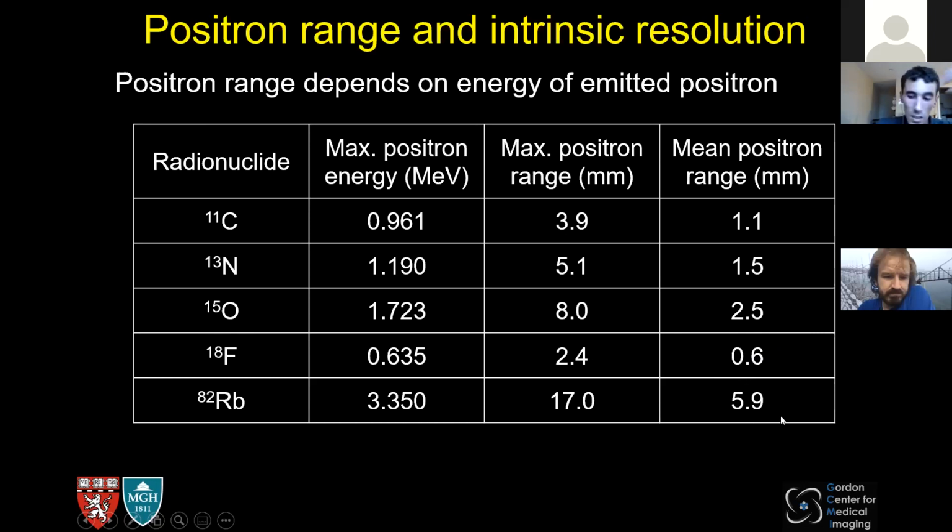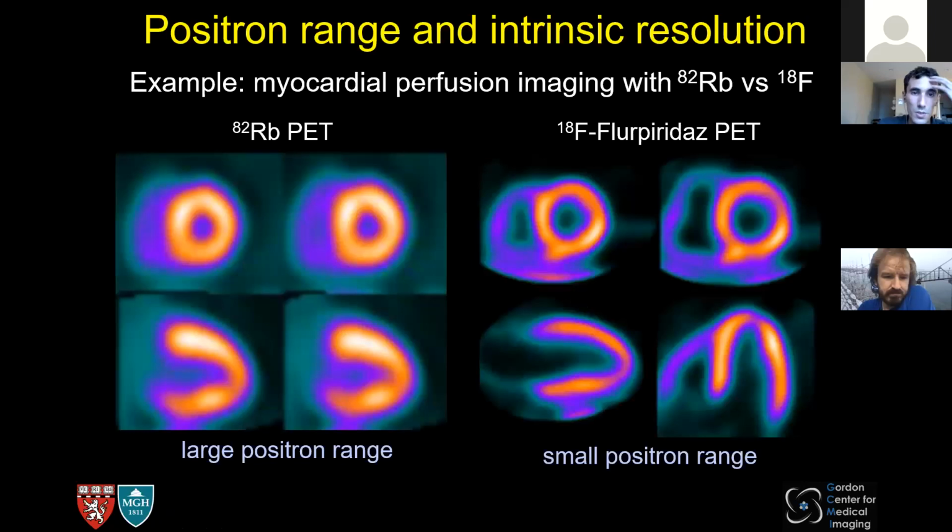Okay, and you can actually see that when you look at images produced with F18 versus rubidium. So this is a myocardial perfusion imaging study. So it's to image the perfusion of the heart. That was done with rubidium-82 and F18. So F18 on the right and rubidium-82 on the left. And you can see clearly that this image has a much lower spatial resolution than this image.